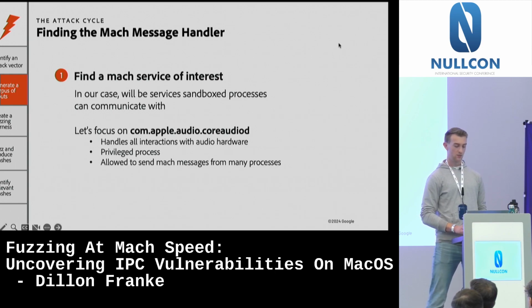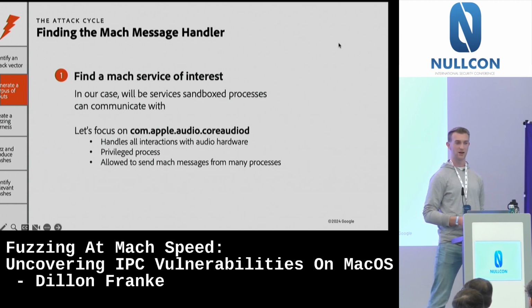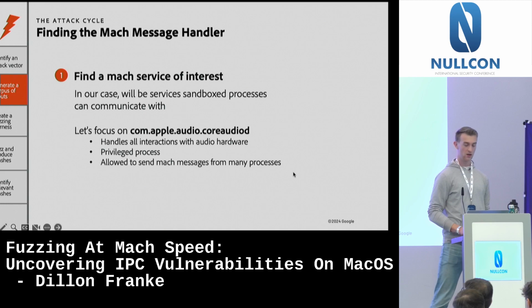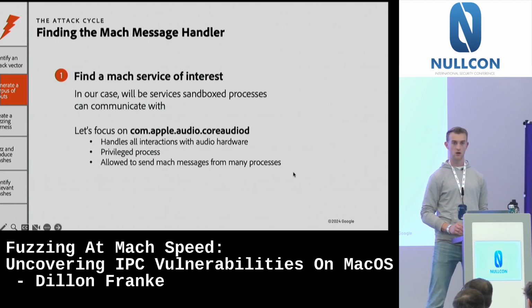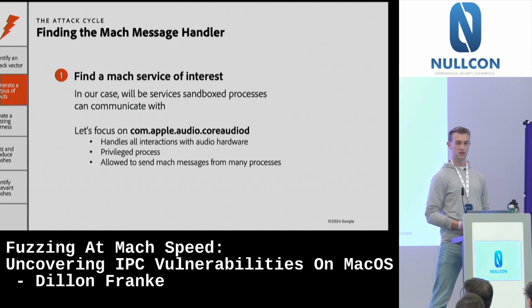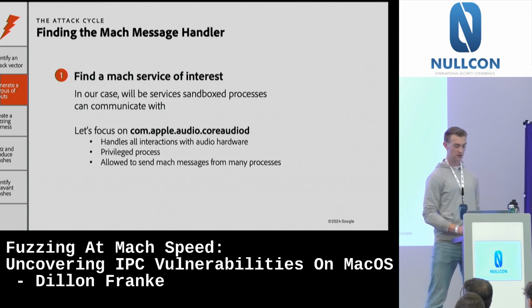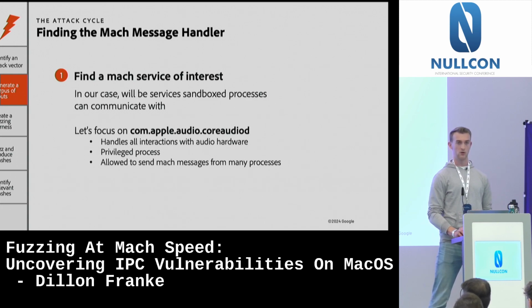Okay, so back to generating that corpus of inputs, that data that we know is valid to send to those processes. The first step here is going to be finding the Mach service of interest. In our case, we care about the sandboxed services that processes can communicate with. One that I looked at a lot throughout this research was Core Audio Daemon, which handles all interactions on macOS with audio hardware. It's a highly privileged process, so there's also the potential for privesc here, and it's allowed to receive Mach messages from any process, or from many processes.